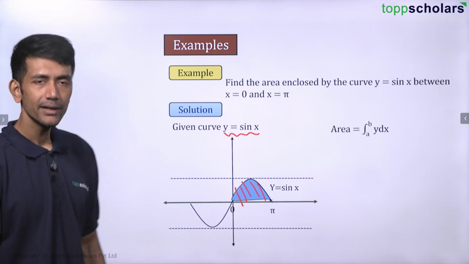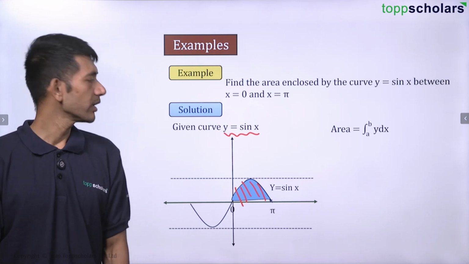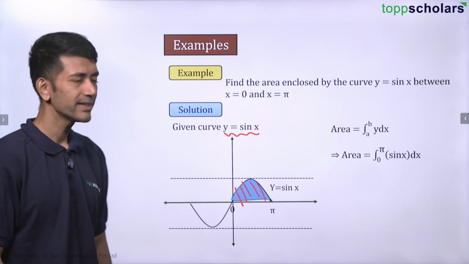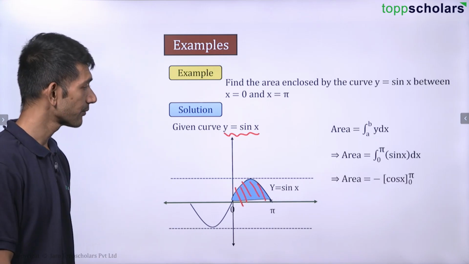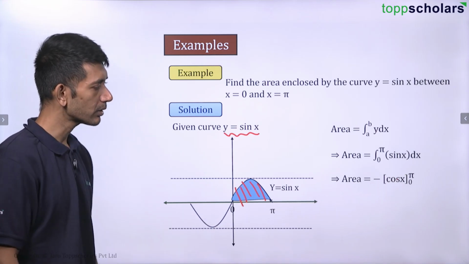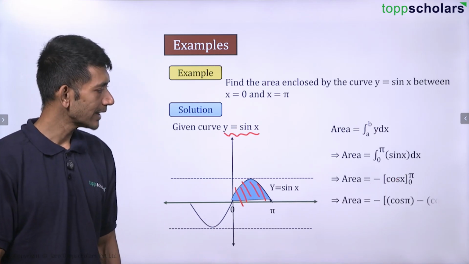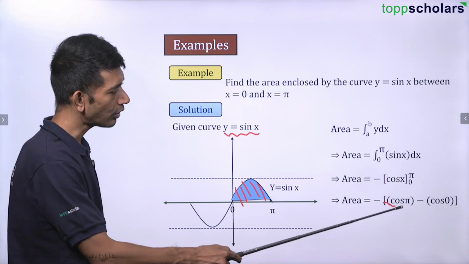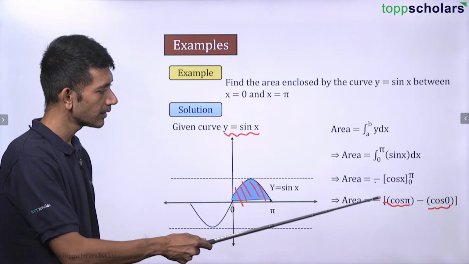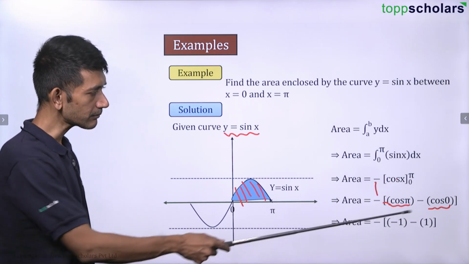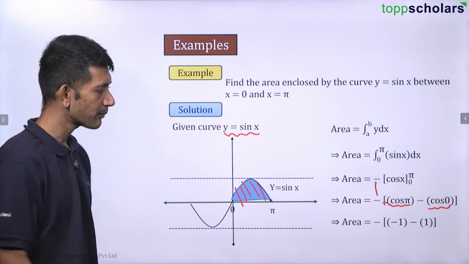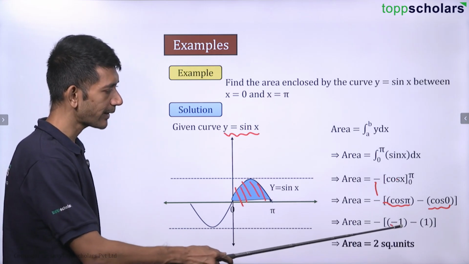So area is given by integration y dx from a to b. What is a? a is 0, b is pi. Put the value 0 to pi sine x. What is the integration of sine x? Minus cos x. So minus cos from 0 to pi. And then what you can do is put x as pi, x as 0. So that becomes minus cos pi minus cos 0. Minus is outside. cos pi is minus 1. And then cos 0 is how much? cos 0 is 1. Minus 1 minus 1 is minus 2. This is minus 2, isn't it?